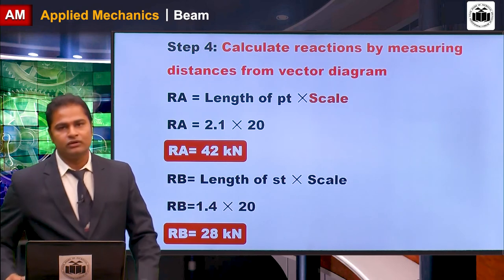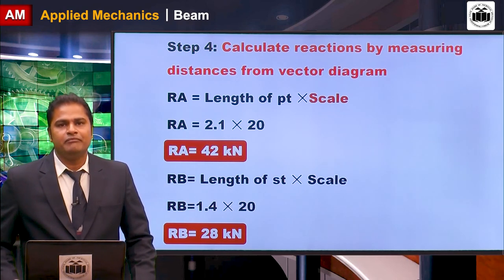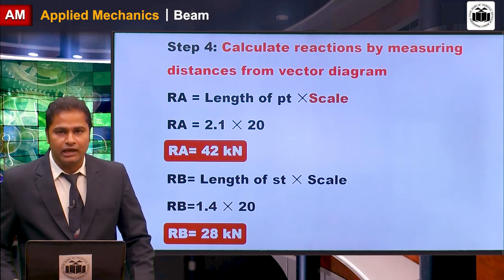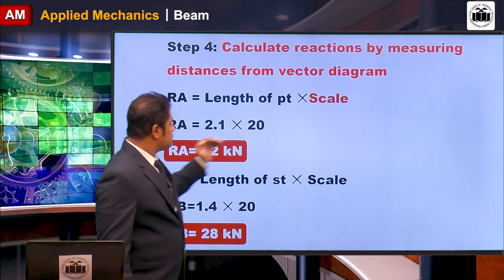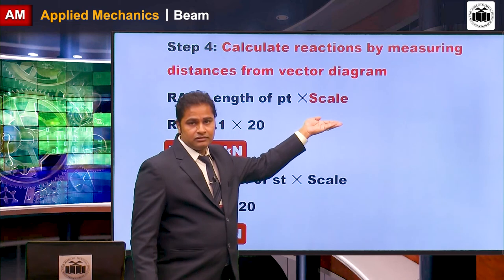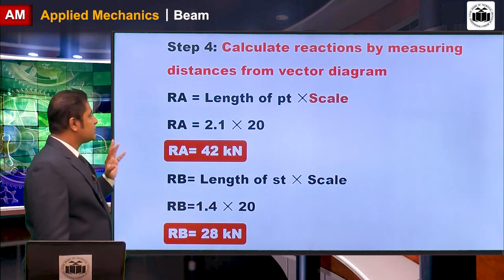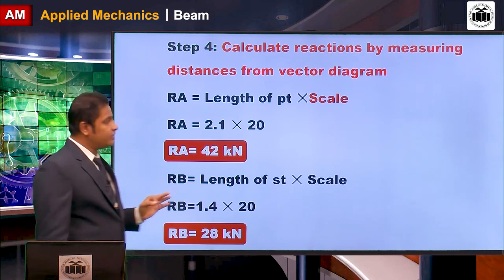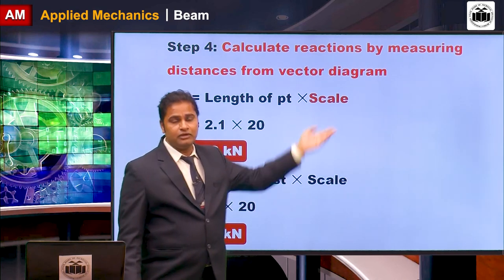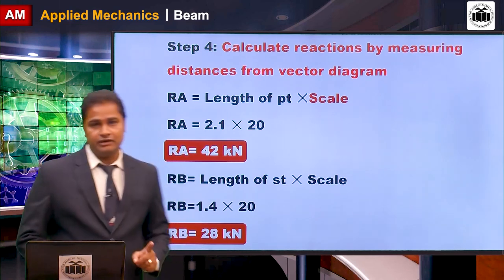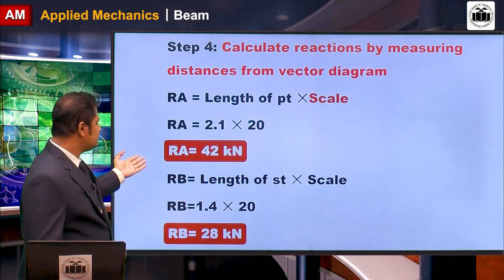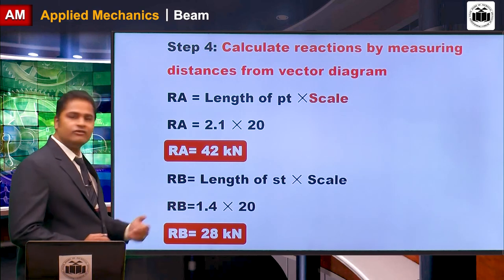Then step 4, calculate the reactions by measuring distance from the vector diagram. Ra is equal to the length of PT into scale. You have to take the proper scale. Please be careful, you have to take the scale of the vector diagram, not the scale of the space diagram. It's a common mistaken point. Then easily you find the value of Ra and the value of Rb.